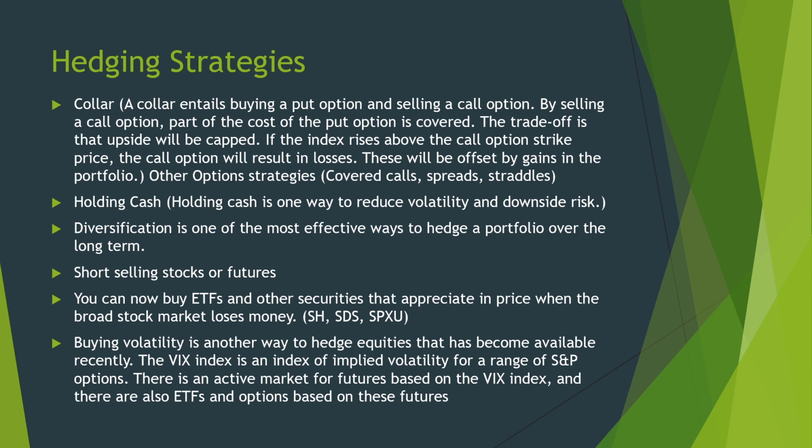Some of the recommendations is holding cash. If you feel that there's going to be a correction, hold cash, and this is one way to reduce volatility and downside risk. Diversifying: there's stocks that are what they call correction proof. They do well and they thrive during corrections. While most companies are going down, they do well. Short selling stocks or futures.